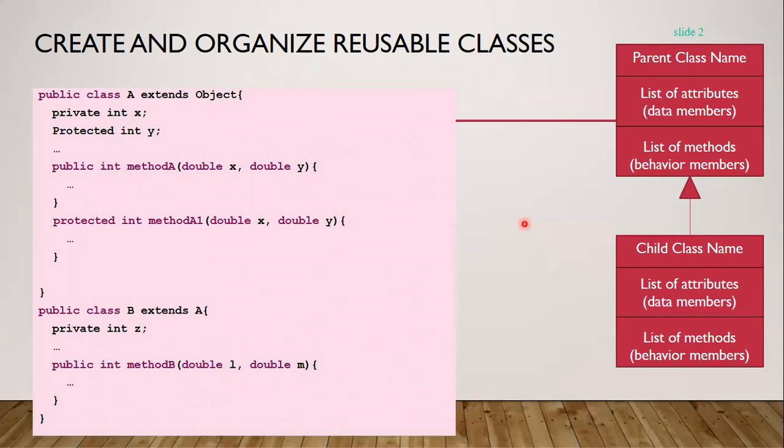The concept of the parent class and the child class. In the previous lecture, we talked about the class and we talked about a UML diagram of the class. A UML diagram of the class is comprised of three sections. The top section represents the name of the class. The middle section represents a list of attributes, and the bottom section represents a list of methods.